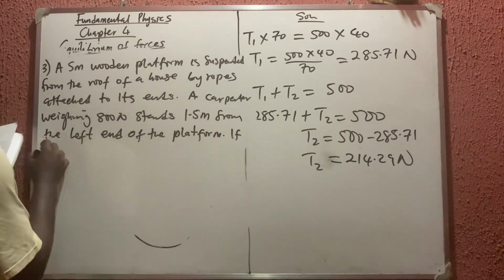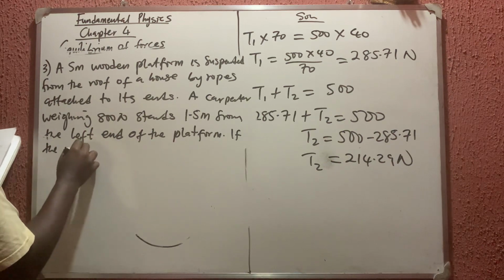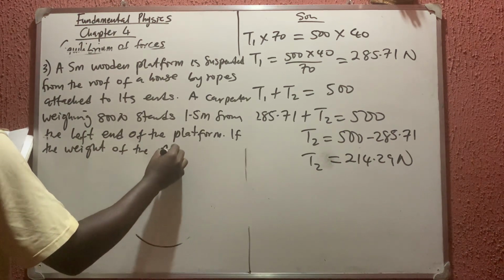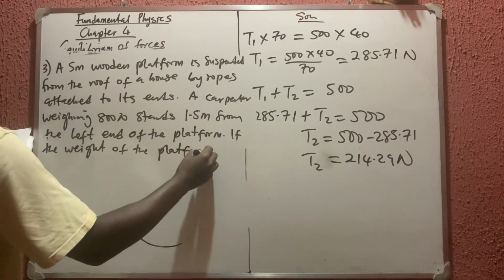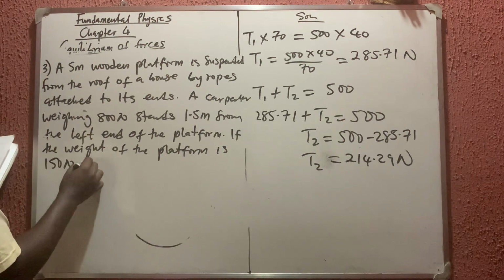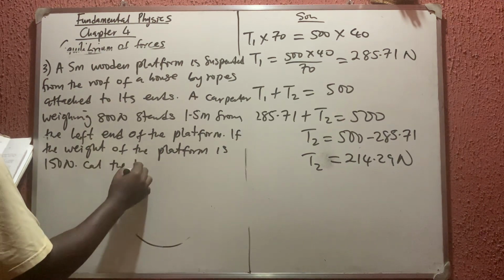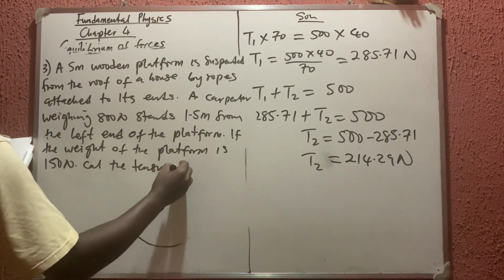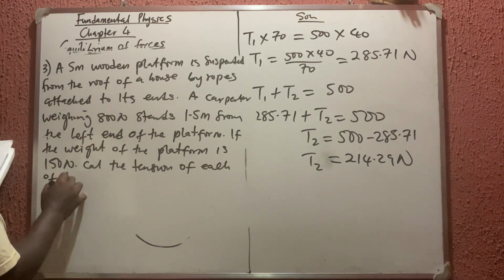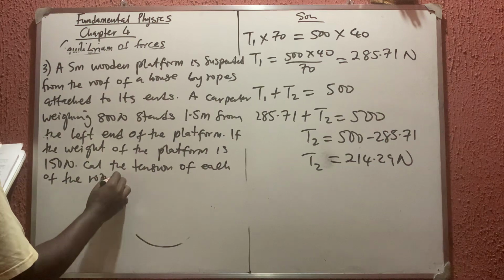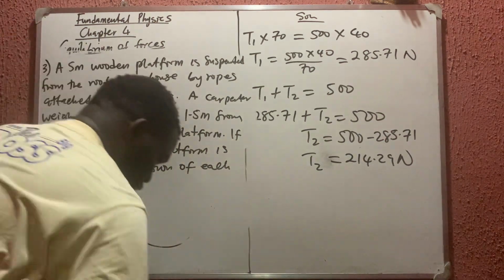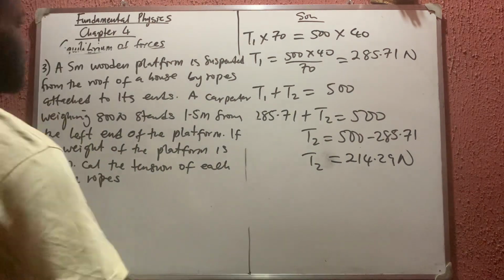Then if the weight of the platform is 150 Newton, calculate the tension of each of the ropes. Okay, so to calculate the tension of each of the ropes, first of all we need to draw it. If you cannot draw it, there is no way you will get it.